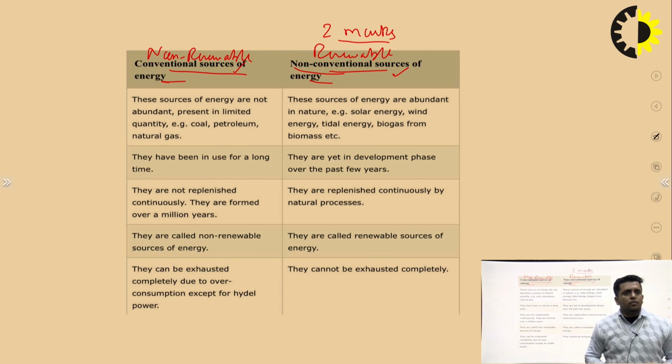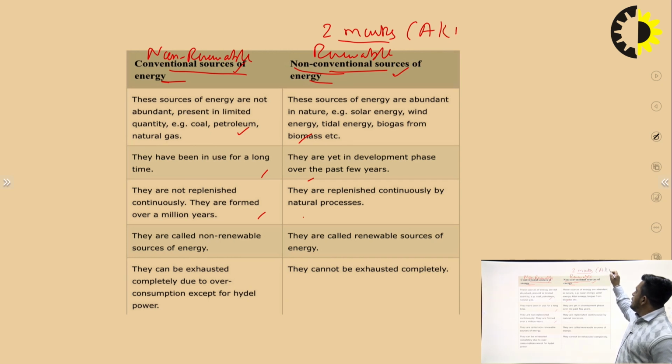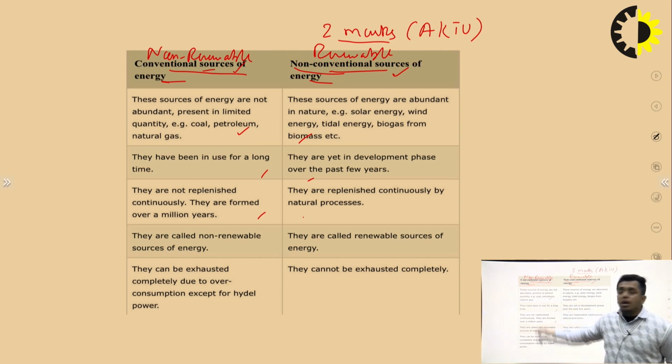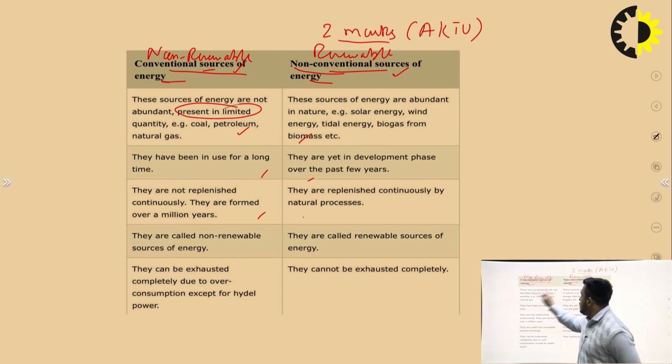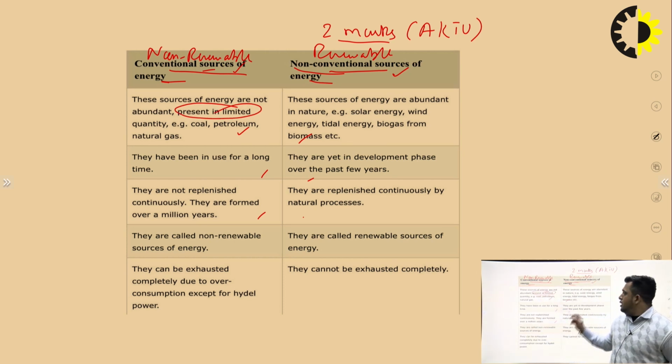So you can see the difference. This is a very important difference. These points are very important differences between conventional and non-conventional. This question has been frequently asked, as I told, in the 2 marks exam. What is written here? In case of conventional energy sources, these sources of energy are not abundant, they are present in limited quantity. Very important point, present in limited quantity. On the other hand, these sources are abundant in nature. What? Non-conventional energy resources.